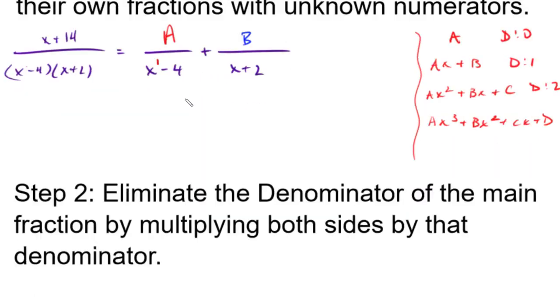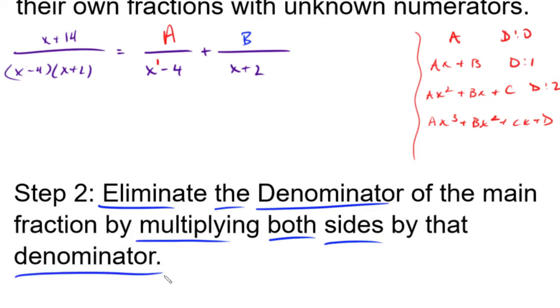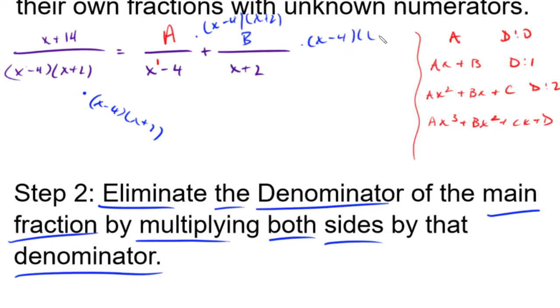Now, the next step is to eliminate the denominator by multiplying both sides by the denominator of the main fraction, right? So here's your main fraction. If we multiply this fraction by the denominator, which is going to be x minus 4 times x plus 2, and then multiply each of these by x minus 4, x plus 2, and this one, x minus 4, x plus 2. Check out what happens. So remember, these are numerators. So look here.